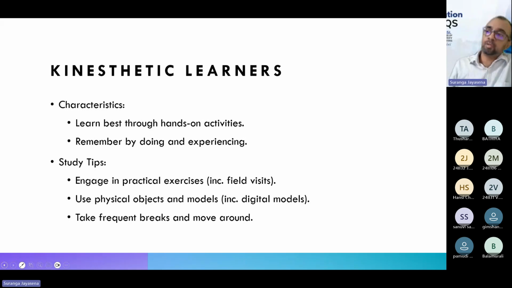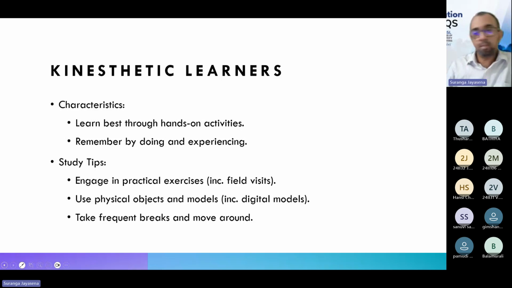Right. So another thing you can do if you are a kinesthetic learner is use a lot of physical objects for your learning, including various models. There are digital tools, which you saw in the software session also. So use these digital tools to create models that you can interact with. Okay, that will become really effective.